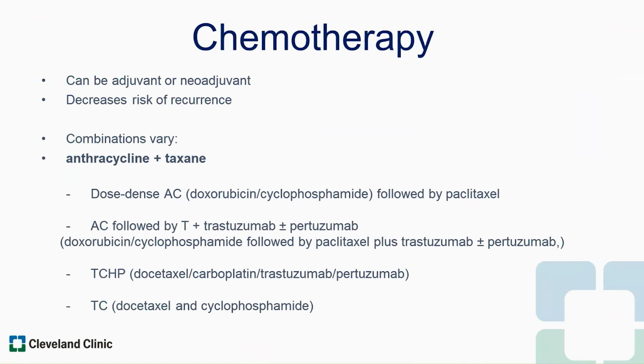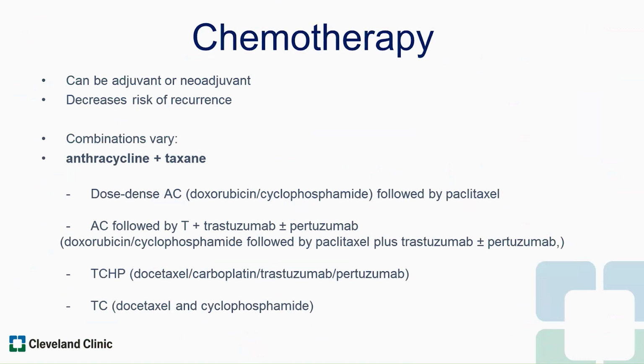So let's go over chemotherapy. Chemotherapy can either be adjuvant, meaning after surgery, or neoadjuvant, before surgery. Chemotherapy decreases the risk of recurrence anywhere in the body. Now, combinations can vary, and I don't want to get you bogged down on that, but really combinations for breast cancer are anthracycline and taxane based. So traditionally what we give is dose-dense AC, which is doxorubicin and cyclophosphamide, followed by Taxol. That's called ACT.